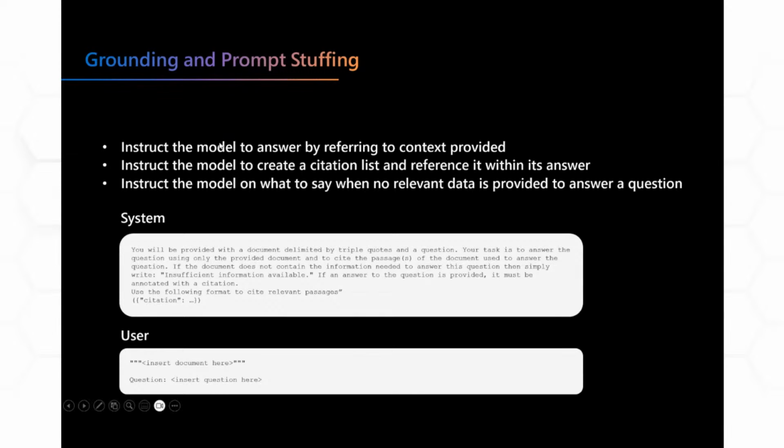So in this case, you can give it a system prompt saying, you will be provided with a document delimited by triple quotes and a question. Your task is to answer the question using only the provided document and to cite the passage of the document used to answer the question. If the document does not contain the information needed to answer this question, then simply write insufficient information available. If an answer to the question is provided, it must be annotated with a citation.